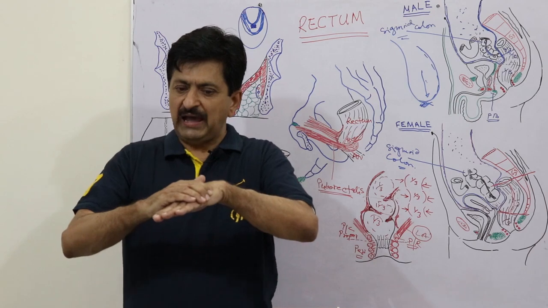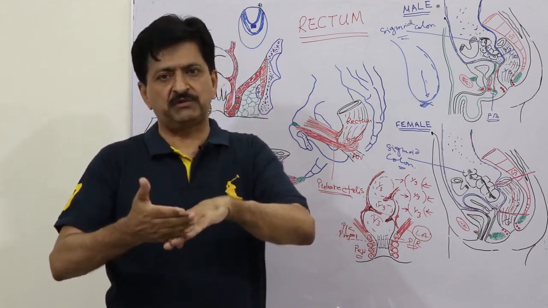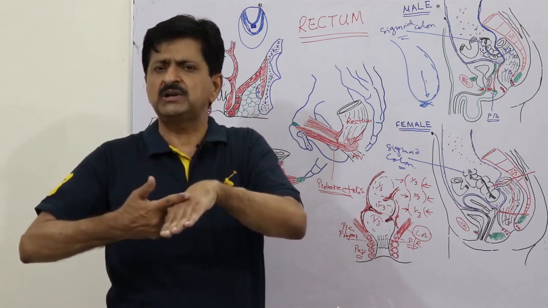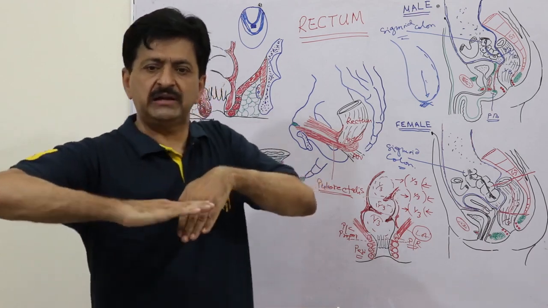After that, when it reaches the lower 1/3, the peritoneum does not reach the lower 1/3. At the junction between the middle 1/3 and the lower 1/3, or you can say upper 2/3 and lower 1/3, right here it reflects anteriorly.